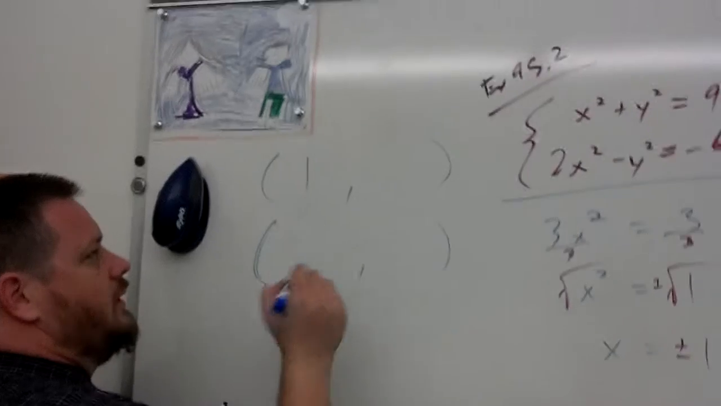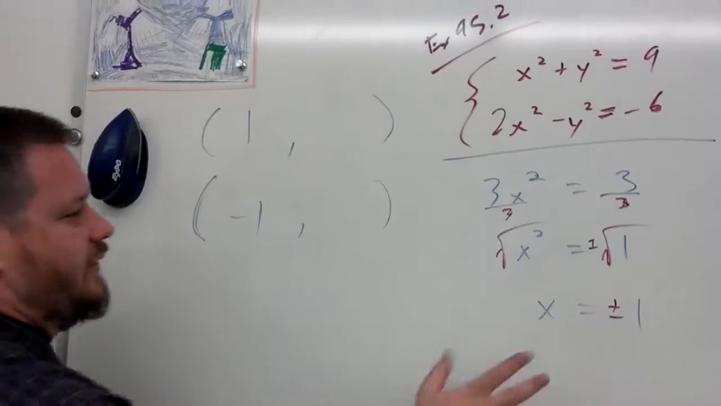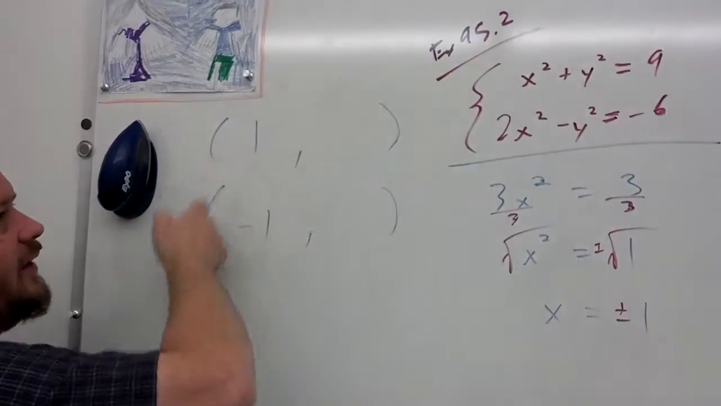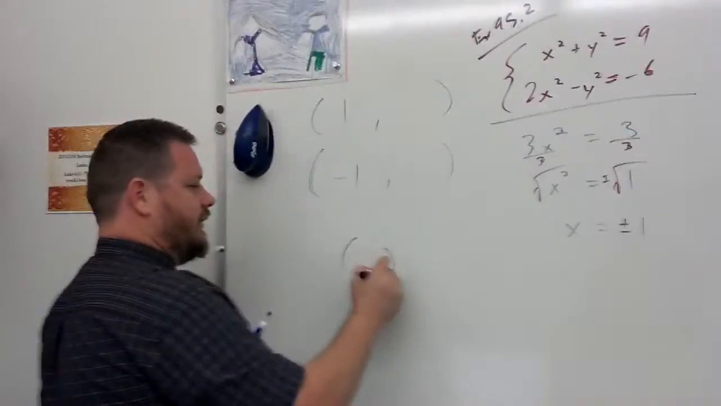All right, so let's set up our solutions here, because x could be 1 or negative 1. So we've got to plug each of these in for x in one of these equations. Let's do that first one. Yeah, that top one looks pretty nice and easy.